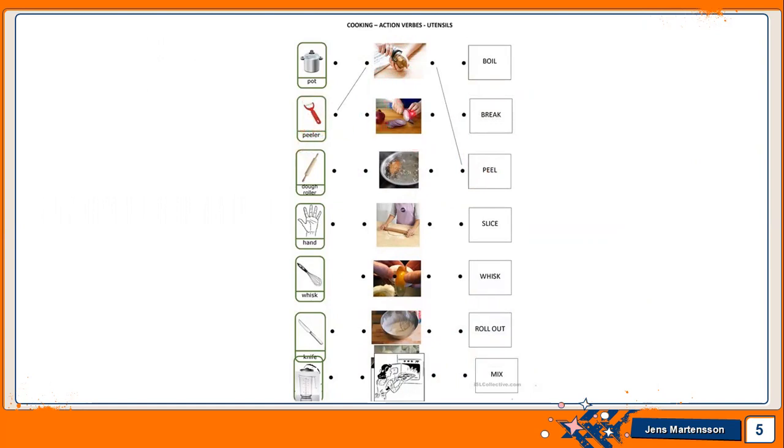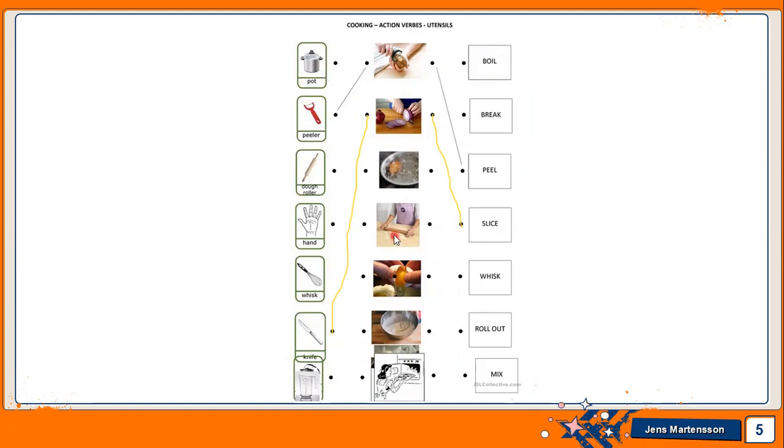Let's look at the second image. We have someone who is slicing the onions. So we make a line from here till here. Slicing the onions using what? Using a knife. So the knife is a direct object. And then we have here boiling water. Okay, so boil is the action using the pot. The pot would be the direct object.